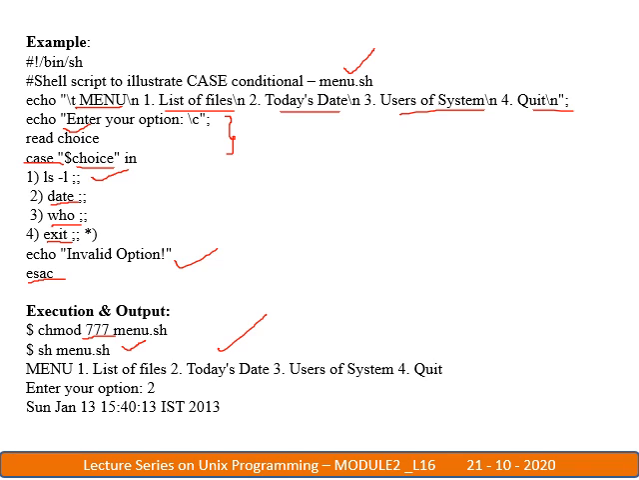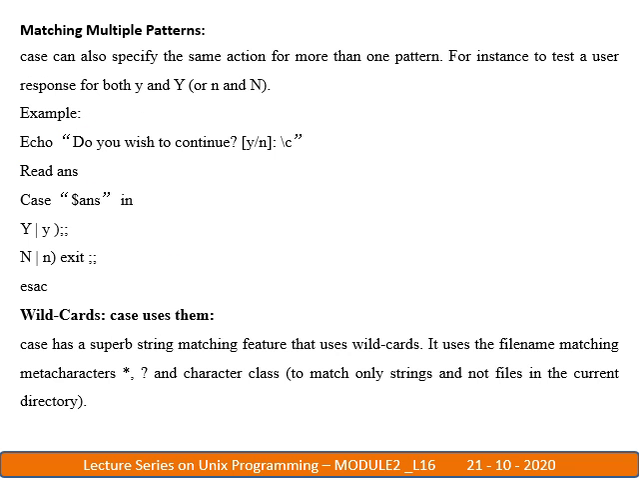Suppose you give the option as 1, then it is going to list the files. If you give the option as 3, it is going to show you the users of the system who are logged in onto the current system. Like that, this case statement is used similar to the switch statement in C. Case can also specify the same action for more than one pattern.